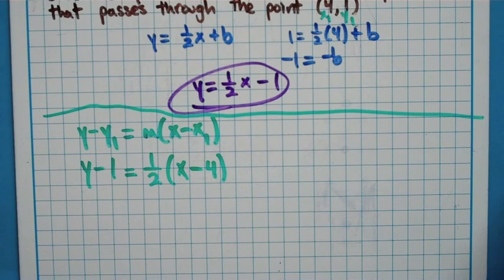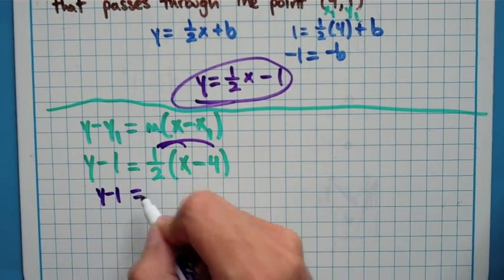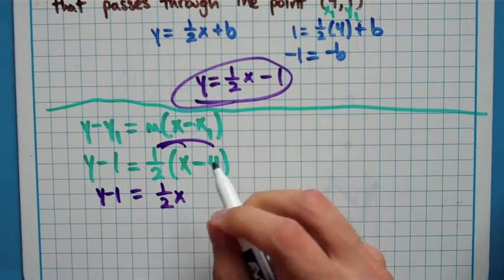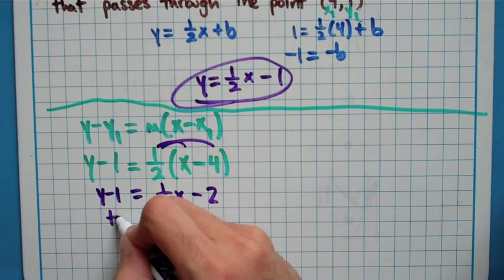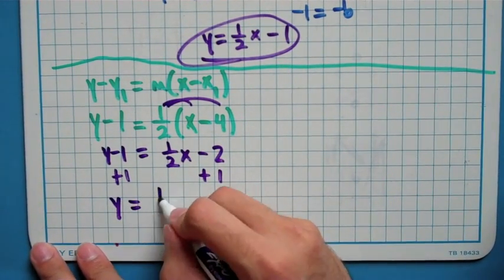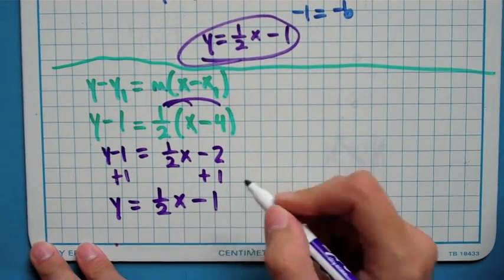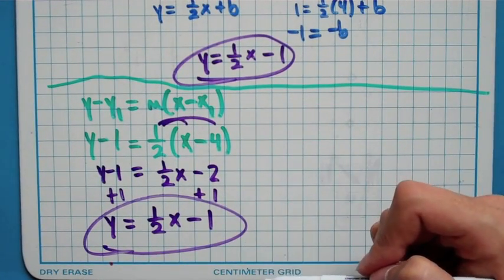However, on a multiple choice test, or just in terms of using it in a problem, it's not all that convenient to have it written in that form. So what we're going to do is distribute and get y by itself. So we want to get rid of our parentheses. We get y minus 1 equals 1/2 x, and 1/2 times -4 is -2. We're going to add 1 on both sides. And when we do that, we get y equals 1/2 x minus 1. Exact same equation we got up here. You can see that the answers match.